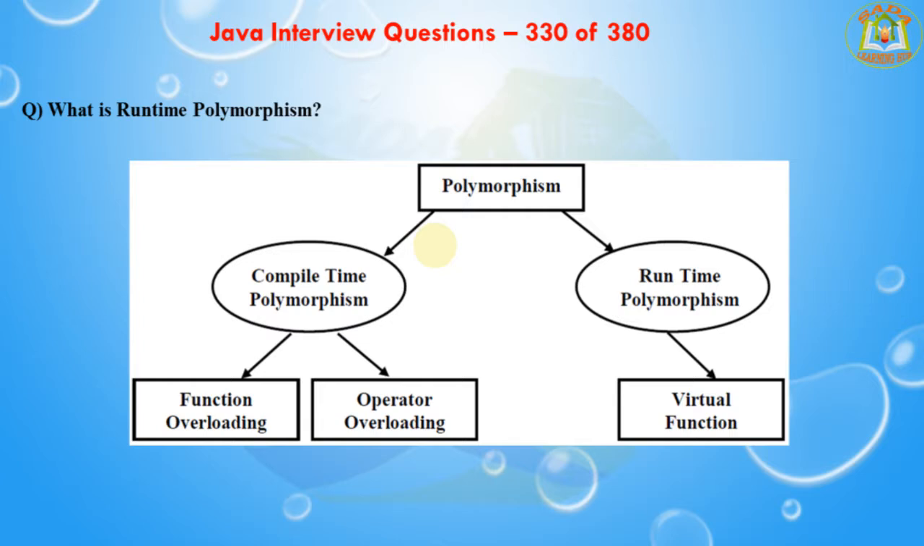Polymorphism is of two kinds: compile time polymorphism and runtime polymorphism. Here, runtime polymorphism or dynamic method dispatch is the process in which a call to an overridden method is resolved at runtime rather than at compile time. In this process, an overridden method is called through the reference variable of a superclass. The determination of the method to be called is based on the object being referred to by a reference variable.